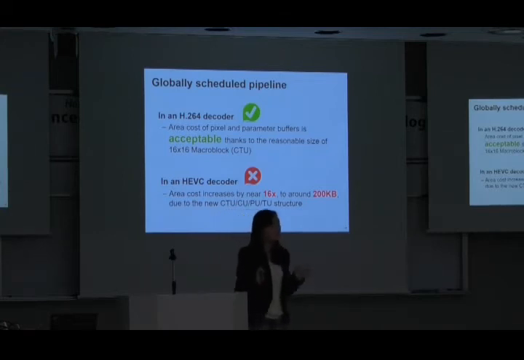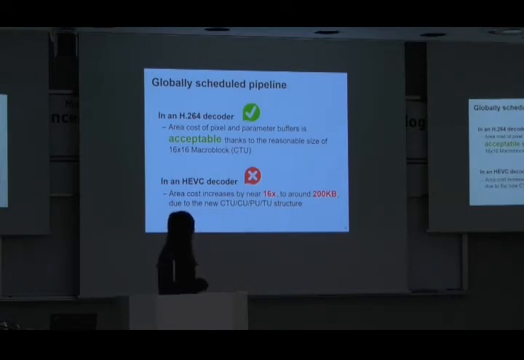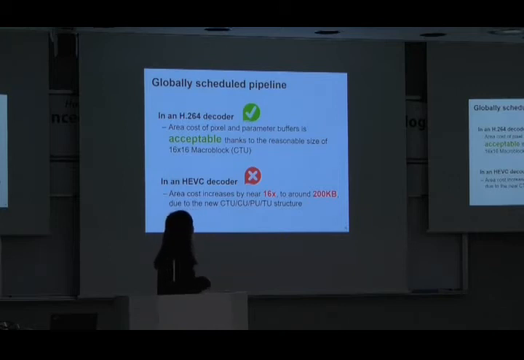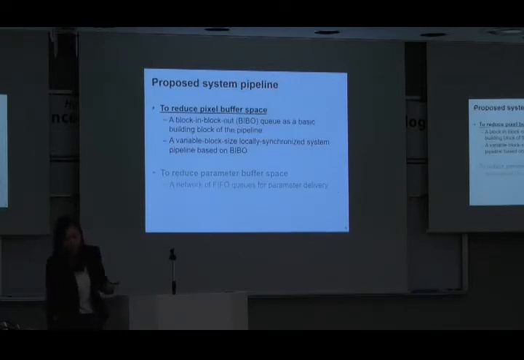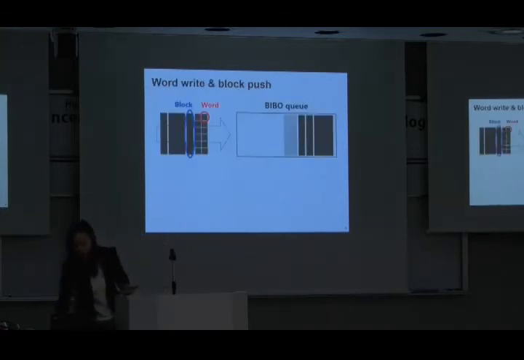Why we didn't have this problem before is because for H.264, the previous standard, the CTU size is only 16 by 16. It is a reasonable size, not so big, so it is acceptable for the previous standard. But for the current standard, it becomes very large, nearly 13 times larger, and then it becomes a problem. And we propose 2 ideas. I may mainly focus on the first idea to solve this problem, how to reduce the buffer.